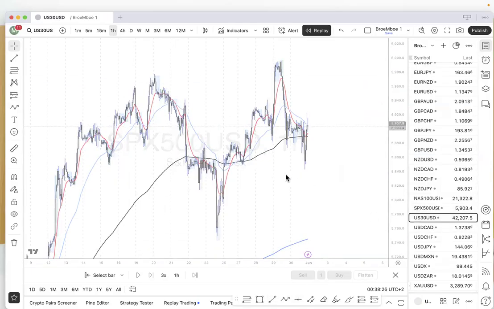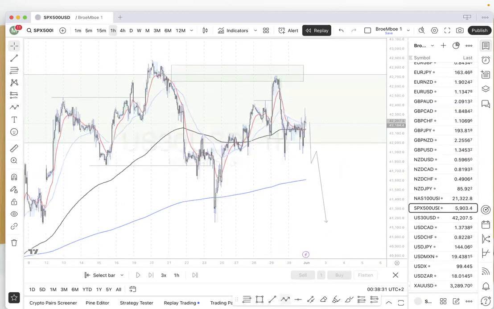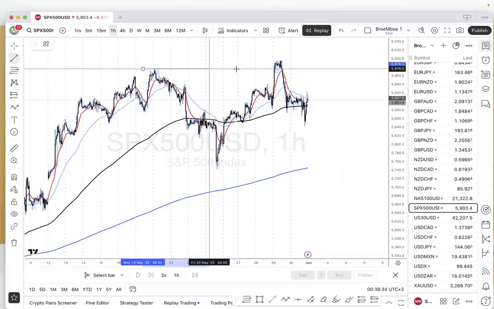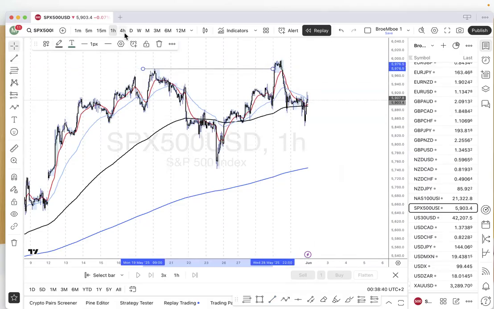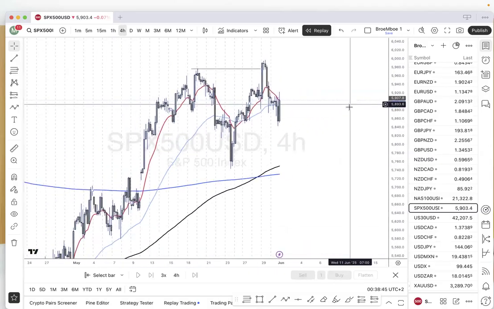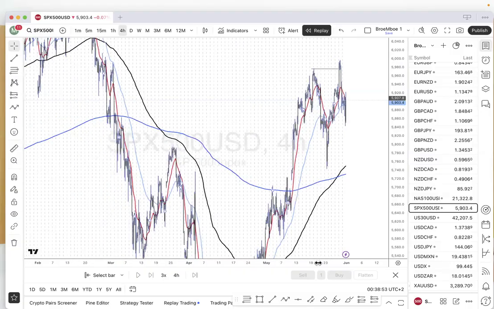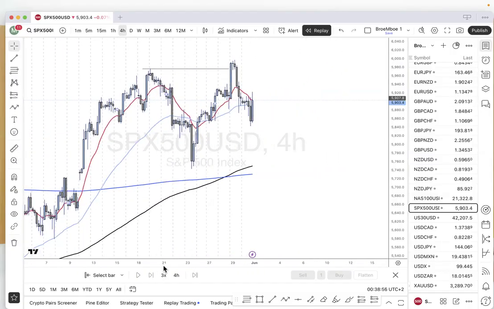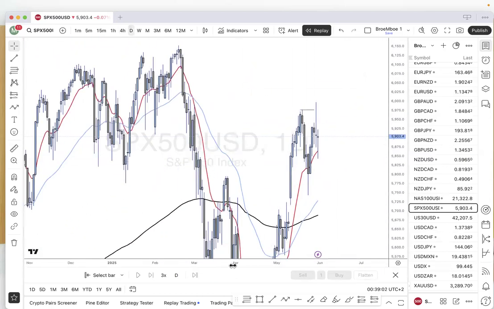You see when you look at US 30, this leg is lower than that, but if you go to SP 500, this leg is higher than this one. So that on its own gives you a confirmation that the trade that will move the most is SP 500. Yes, they will both move, but the one that will move the most is SP 500.